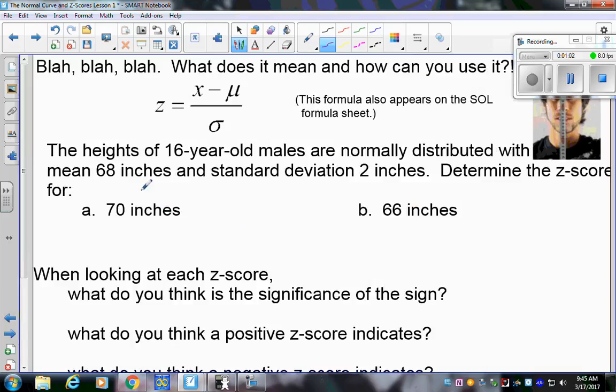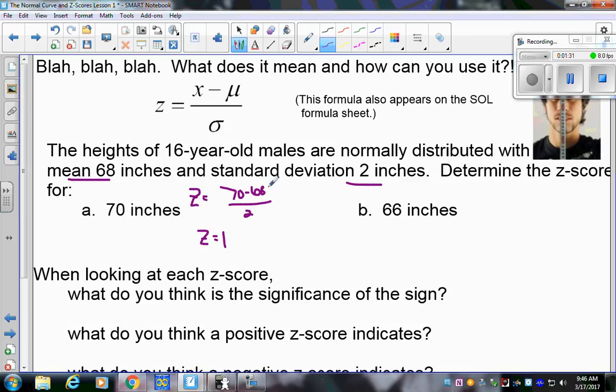All right, so it tells us the heights of 16-year-old males are normally distributed with a mean of 68 inches, standard deviation of 2. So find the z-score. If I'm asked to find the z-score, I'm just literally plugging the values into my formula. So z equals x, your height, in this first example 70 inches, minus the average of 68, divided by the standard deviation of 2. And then I just type it in my calculator, and I get a z-score of 1.